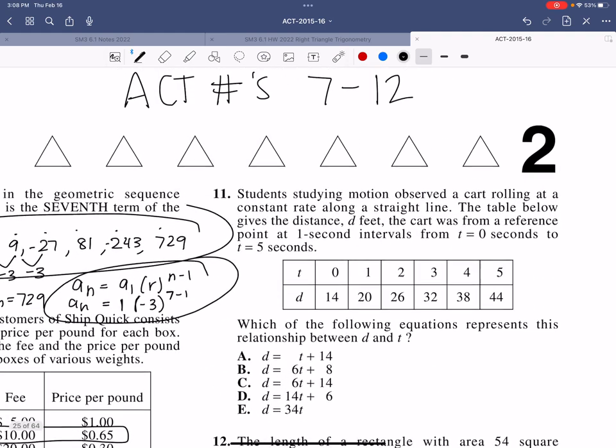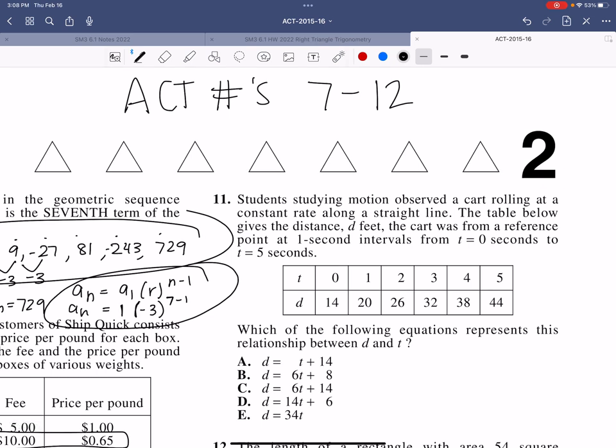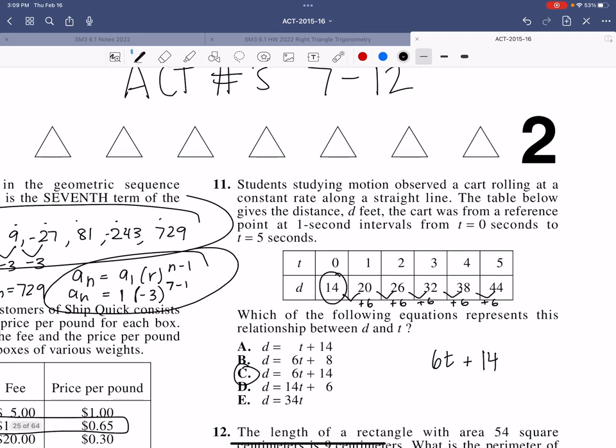For number 11, it says, students studying motion observed a cart rolling at a constant rate along a straight line. The table below gives the distance d feet the cart was from a reference point at 1 second intervals from time t equals 0 to t equals 5. If you'll notice, before it's moved at all, it's already 14 feet away. Then it's increasing at a constant rate of 6 feet per second. So the one-time value of 14 just happens once, but the distance increases by 6 feet for every second. So that's why it's 6 times t plus 14.